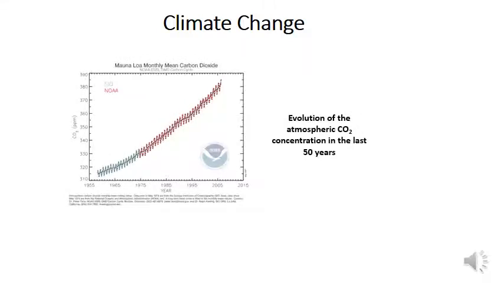In this figure, we can observe the evolution of the atmospheric carbon dioxide concentration in the last 50 years. As we can see here, it is increasing constantly, and the fluctuations are the seasonal ones.